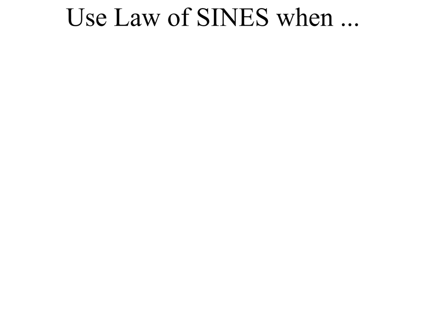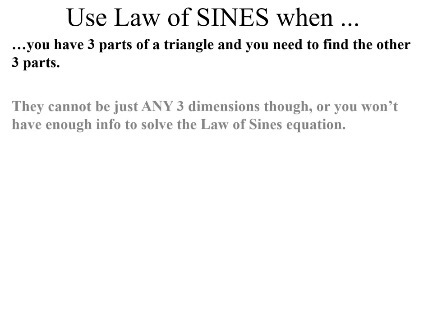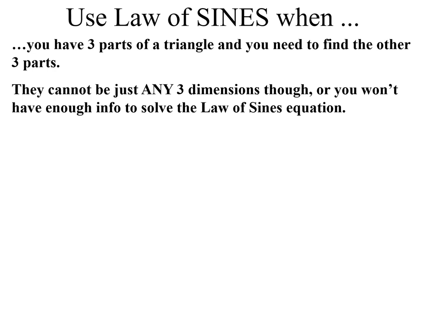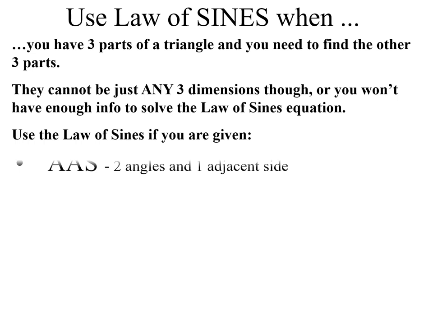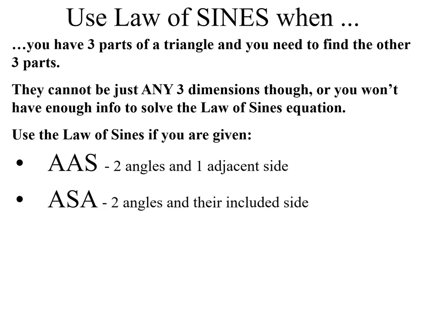Now, how or when do we use the law of sines? When I have three parts of a triangle and need to find the other three parts. We know that for a triangle, we have three sides and three angles. They cannot be just any three dimensions though, or you won't have enough info to solve the law of sines equation. We use the law of sines if you are given AAS, two angles and one adjacent side. We use it when I have ASA, which means two angles and their included side.